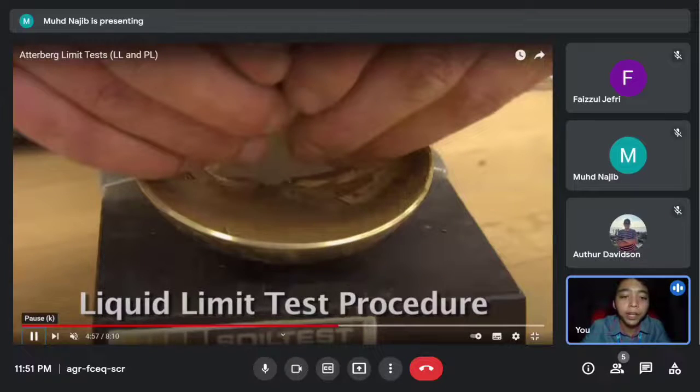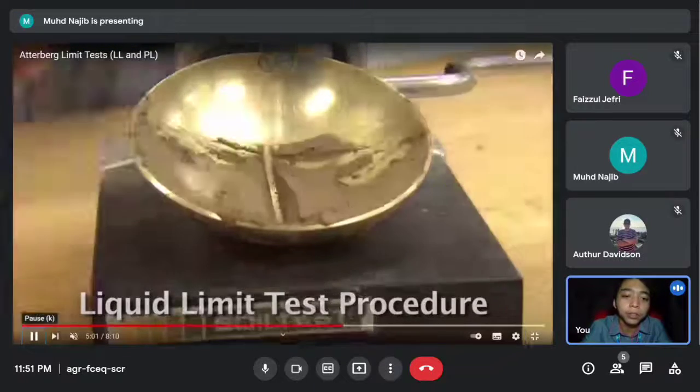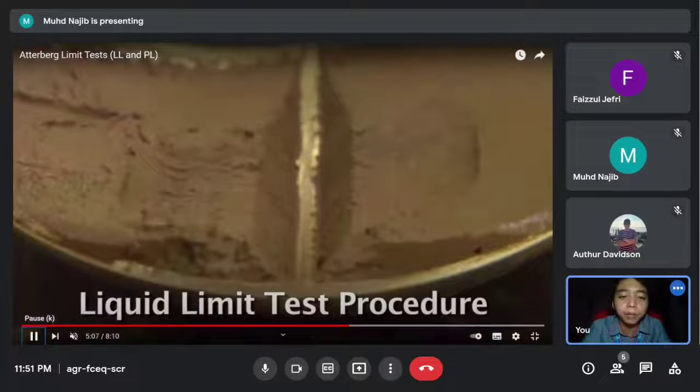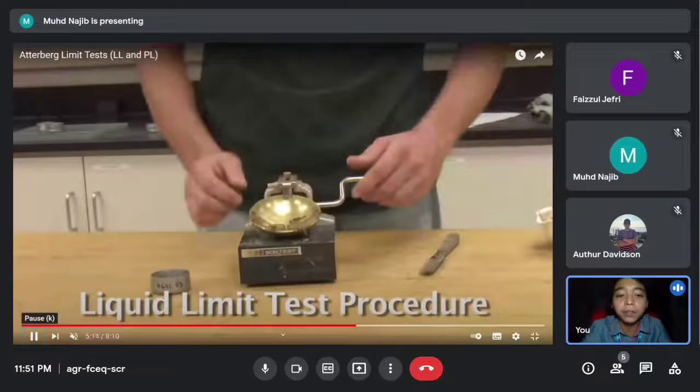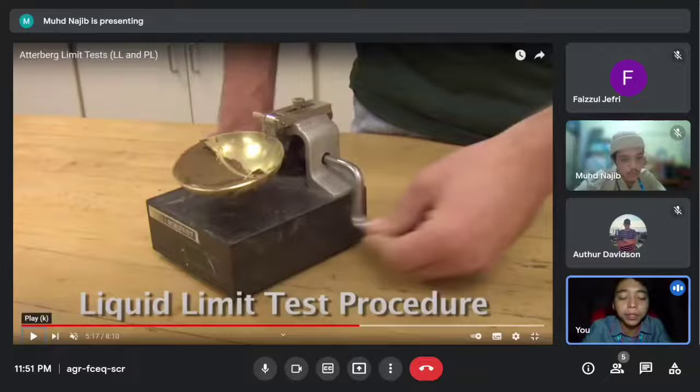Next, carefully cut a clean straight groove down the center of the cup using the grooving tool. The tool should remain perpendicular to the surface of the cup as the groove is being made. Use extreme care to prevent sliding the soil relative to the surface of the cup. Make sure the base of the apparatus below the cup and the underside of the cup are clean of soil.